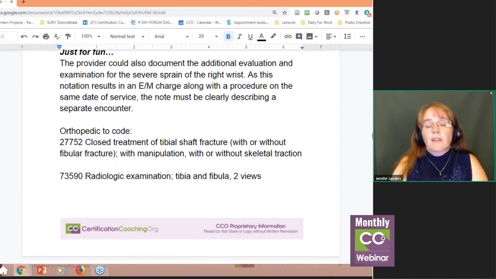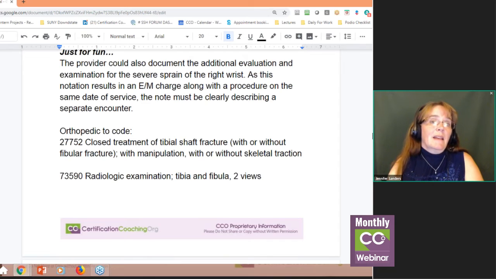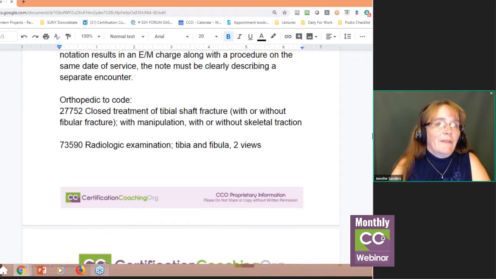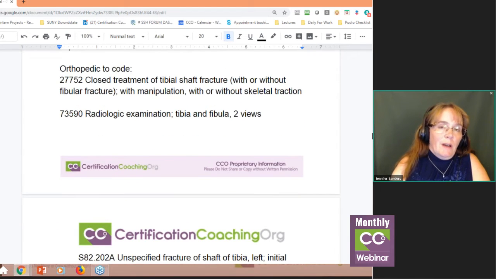So they would most likely be documenting a separate E&M charge. It's on the same date. So we have an E&M on the same date as a procedure. Again, I'm going to jump back to that modifier 25, a significantly, separately identifiable E&M on the same day as a procedure.